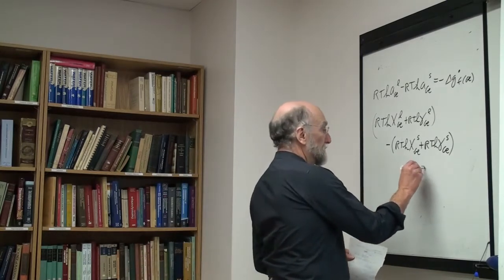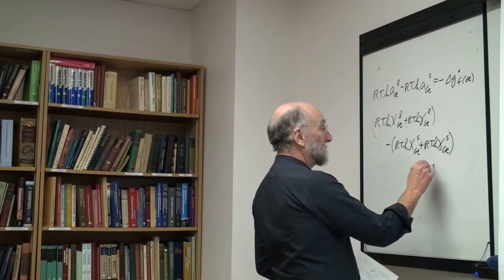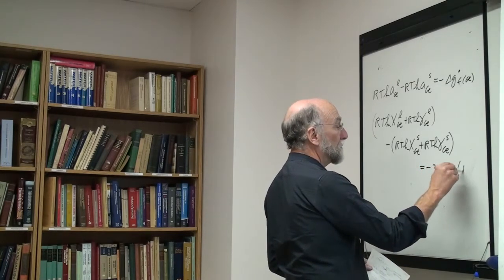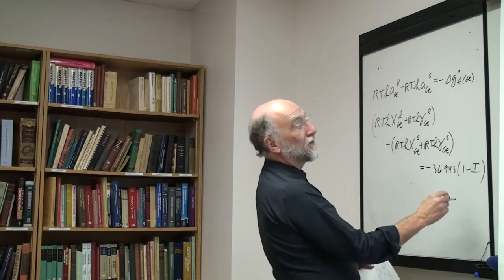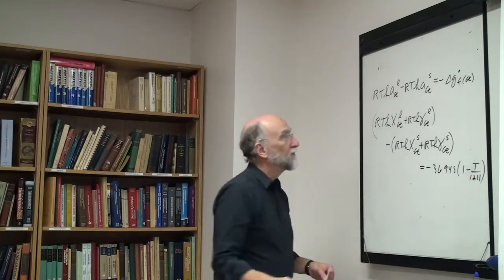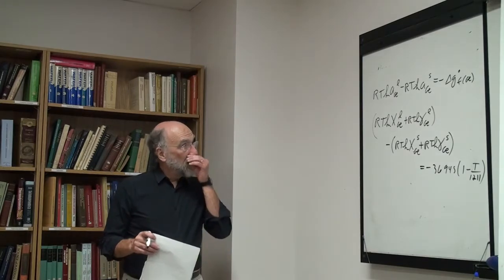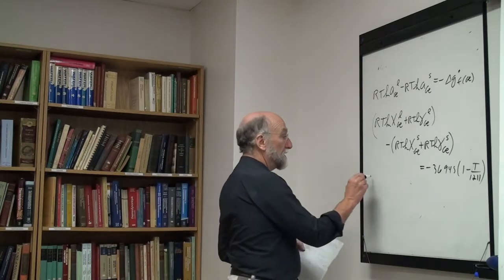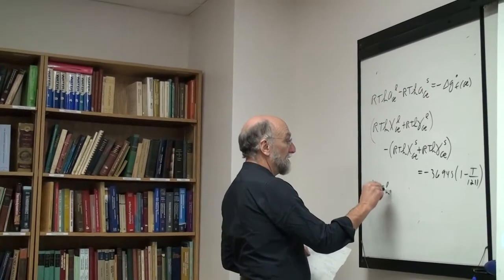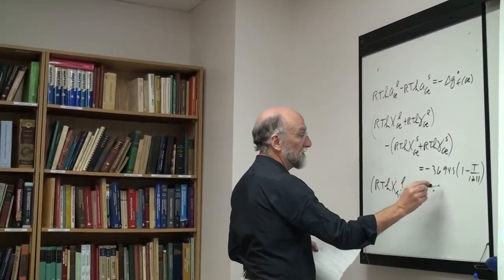Okay, and that's equal to minus 36945, 1 minus T over 2011. And now we have a similar equation for the silicon: RT log mole fraction of silicon on the liquidus, etc. Exactly the same sort of thing.